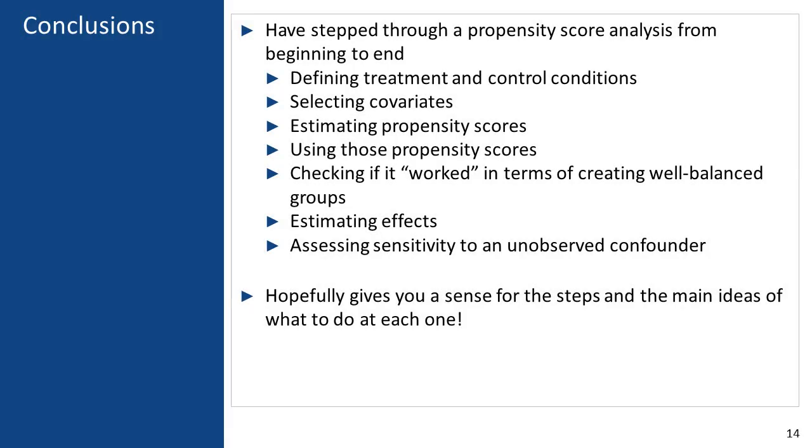So I hope that this has helped you see, from soup to nuts, from beginning to end, what a propensity score analysis looks like. Again, ranging from the initial steps of defining treatment and control conditions, selecting the covariates to equate the groups on, estimating the propensity scores, using those propensity scores, checking if it worked in terms of creating well-balanced groups, and then finally moving to estimating the effects and assessing sensitivity to an unobserved confounder. I'm sure you have lots of questions about the details, but I hope this at least has given you a sense for these steps and the main ideas of what to do at each of them.